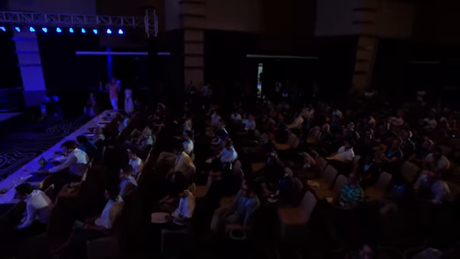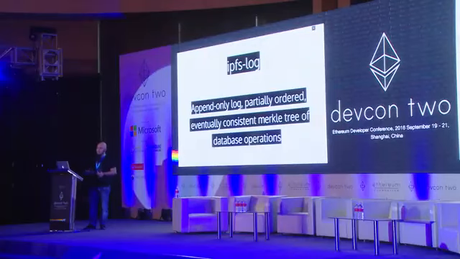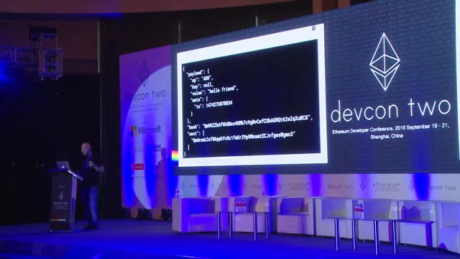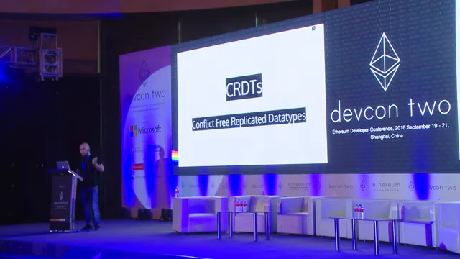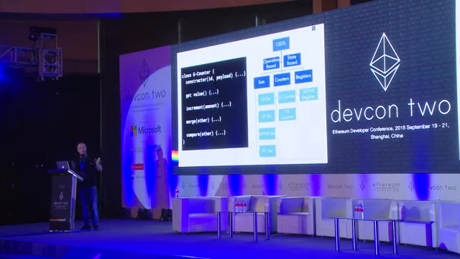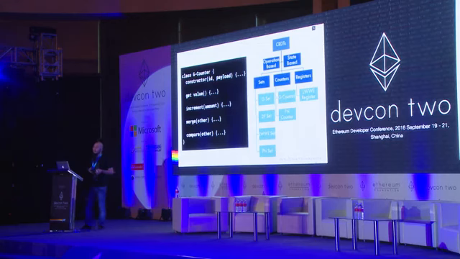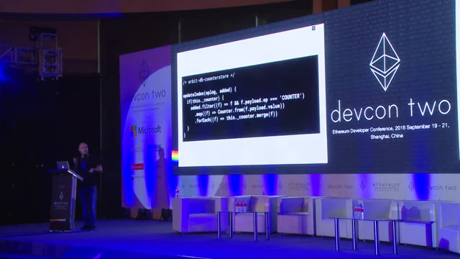OrbitDB uses IPFS-Log for database operations. It's an append-only, partially ordered, eventually consistent Merkle tree of database operations, basically a linked list of IPFS hashes. So having an operation log allows us to use CRDTs. They basically allow us to merge data in a way that there are never conflicts. I would highly recommend you to look into CRDTs. They're extremely cool data structures.